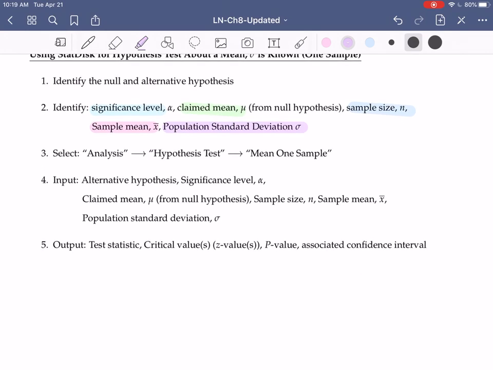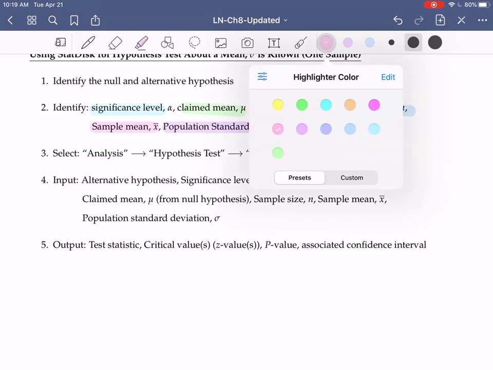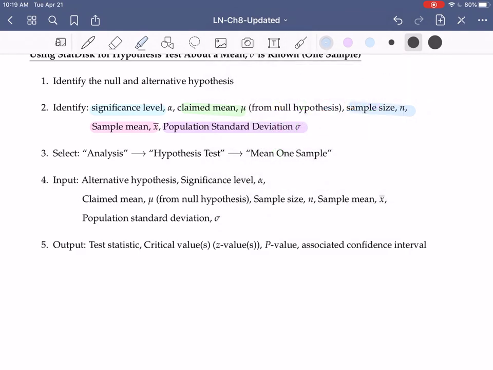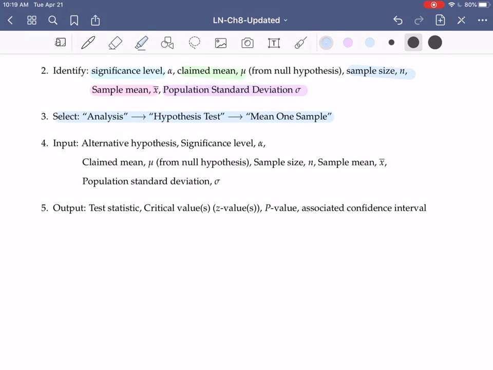So we take these things and go to exactly the same place that we did before, where we have Analysis, Hypothesis Test, Mean, One Sample. We input each of those 5 values we identified above. We also input the alternative hypothesis, and it will output all kinds of different values.